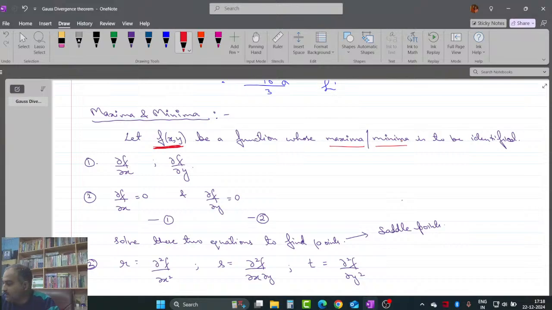So to find the maxima and minima, what I need to basically find is ∂f/∂x. That will be the first step: ∂f/∂x, ∂f/∂y. And then I need to equate ∂f/∂x equal to 0 and ∂f/∂y is equal to 0.